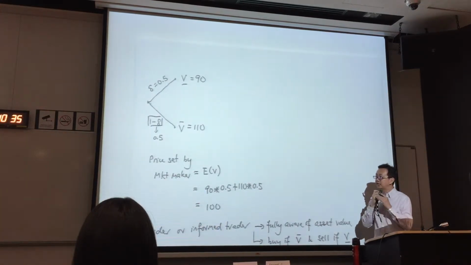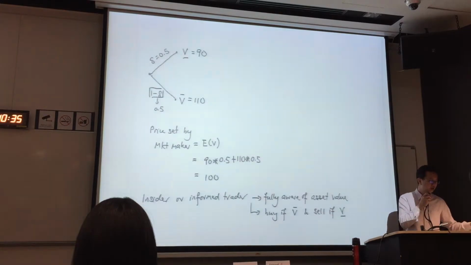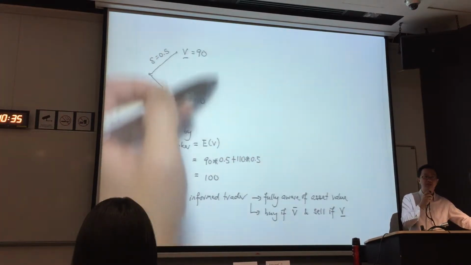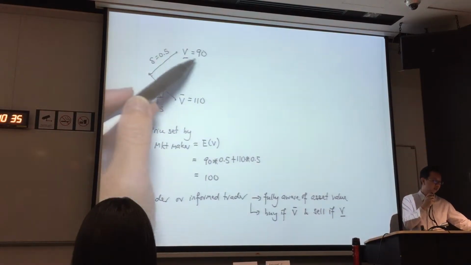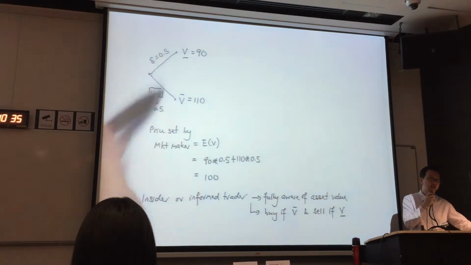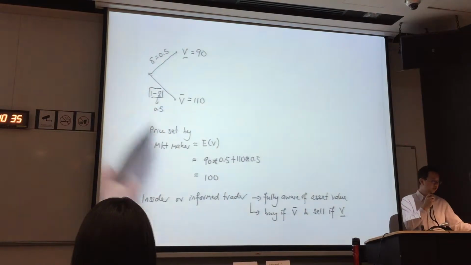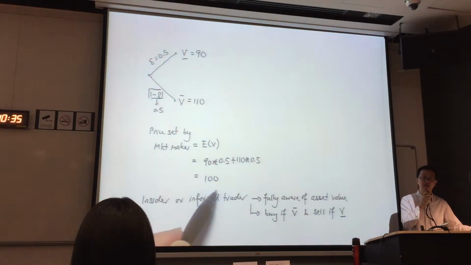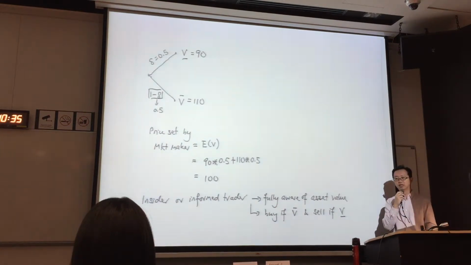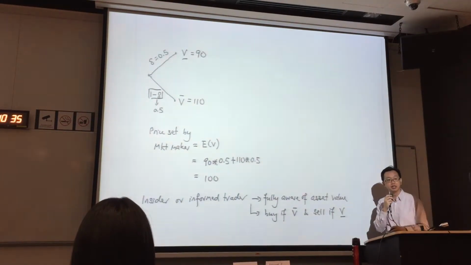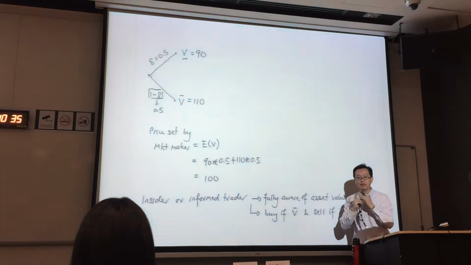So in this case here, the market maker only knows the distribution of the asset value. That means the market maker only knows that there are two possible values with these probabilities. So the market maker will set the price at 100, but knowing that there is insider trading in the marketplace, who will take advantage of that.